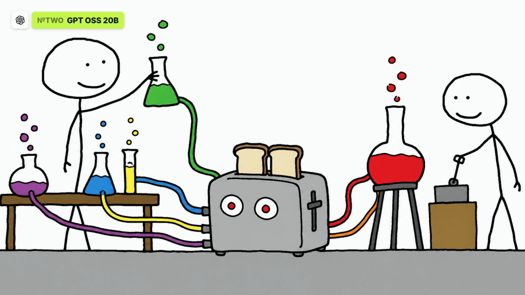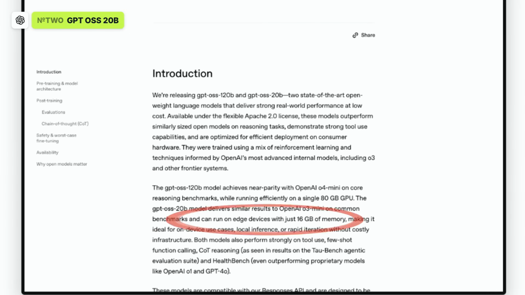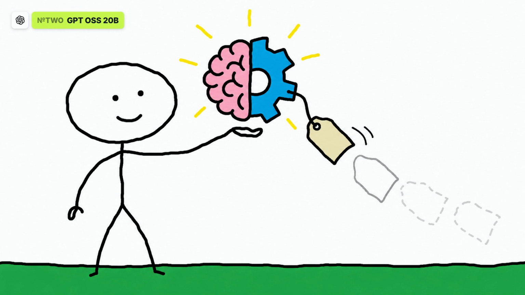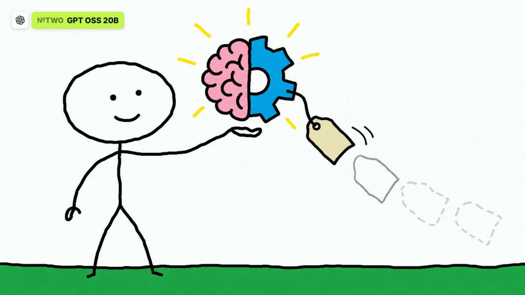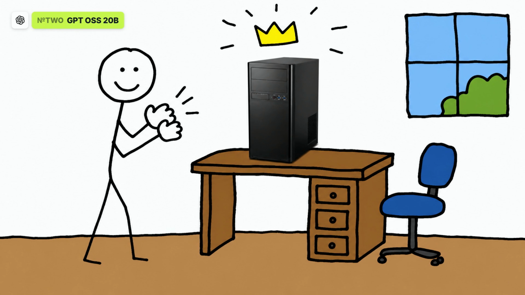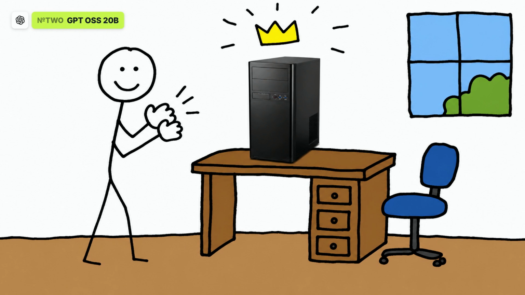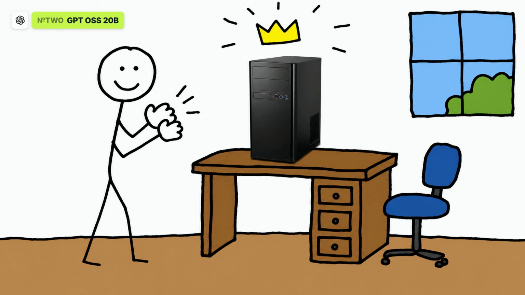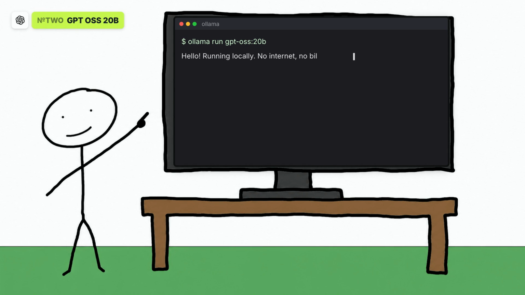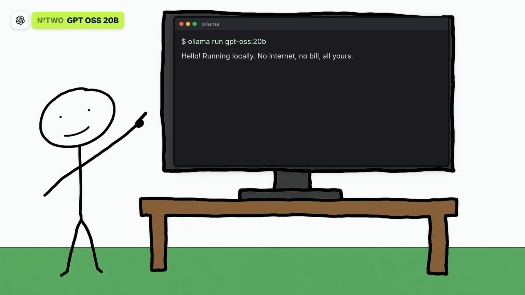Their own launch post puts this smaller model right in the same territory as O3 Mini, meaning you're getting the reasoning of the paid model they were selling last year, executing completely offline. And since it fits on everyday desktops with as little as 16 gigabytes of memory, this year-old model is still the absolute first thing most people should install when they want local AI that just works.